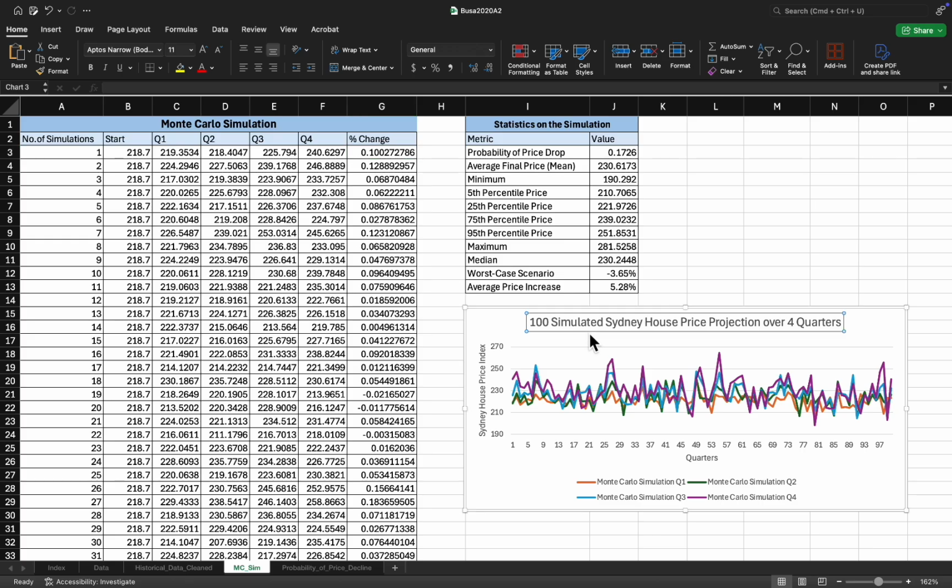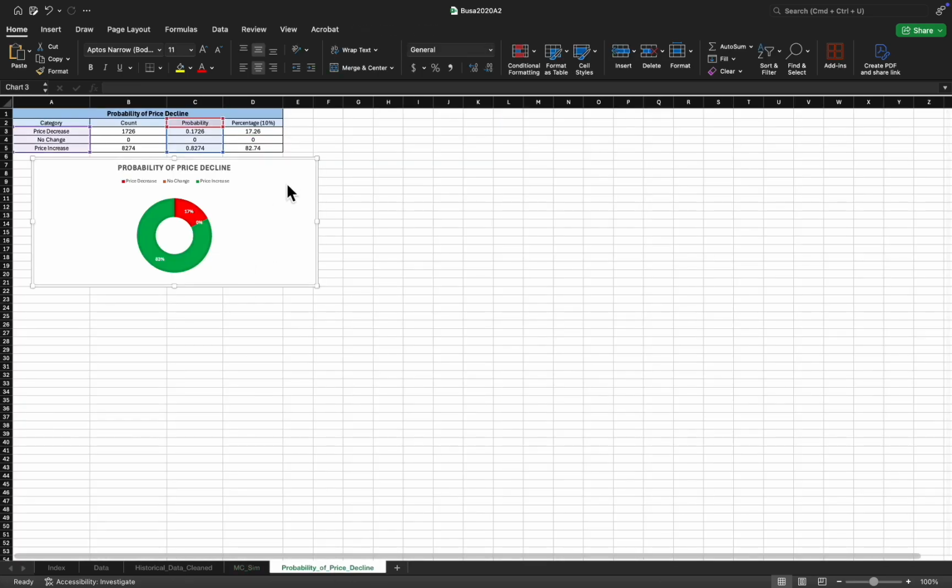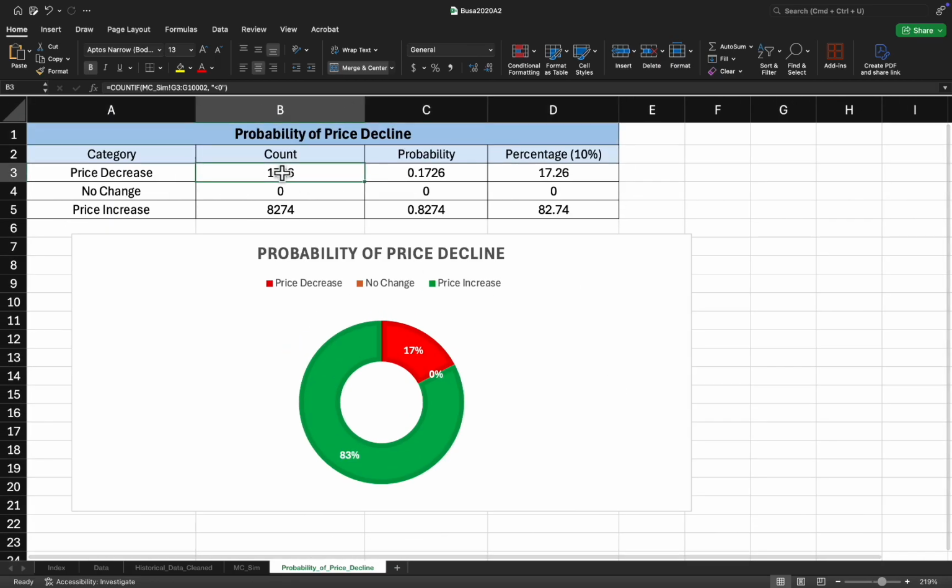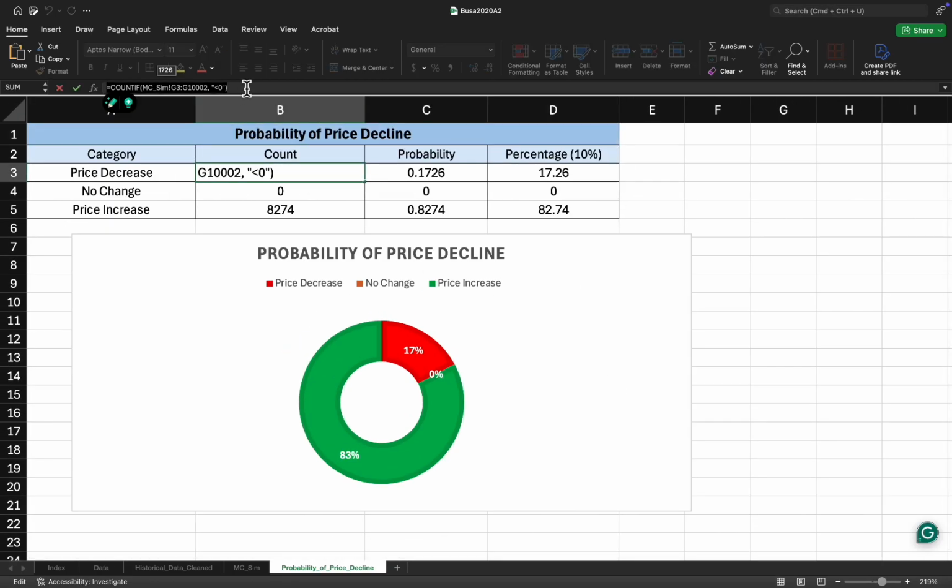The key result we actually care about is right here. This indicates the likelihood that prices will be lower over the years. Now I will count the price changes here using this count if formula on the percentage changes in the fourth quarter. This clearly shows that the price decline is less likely than the price increase.